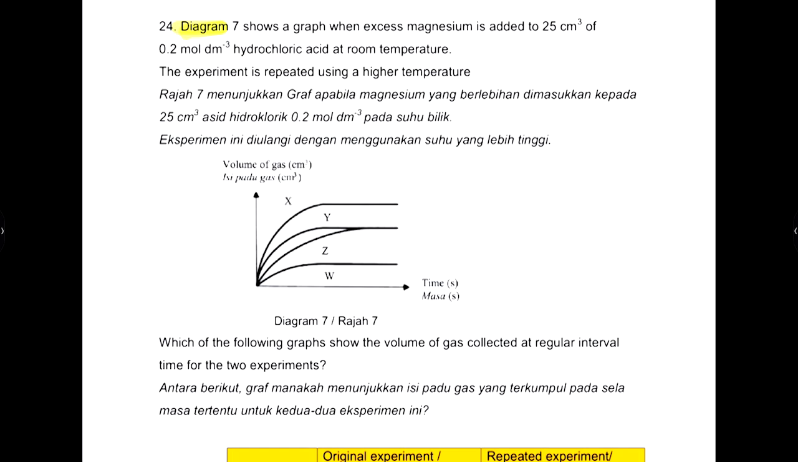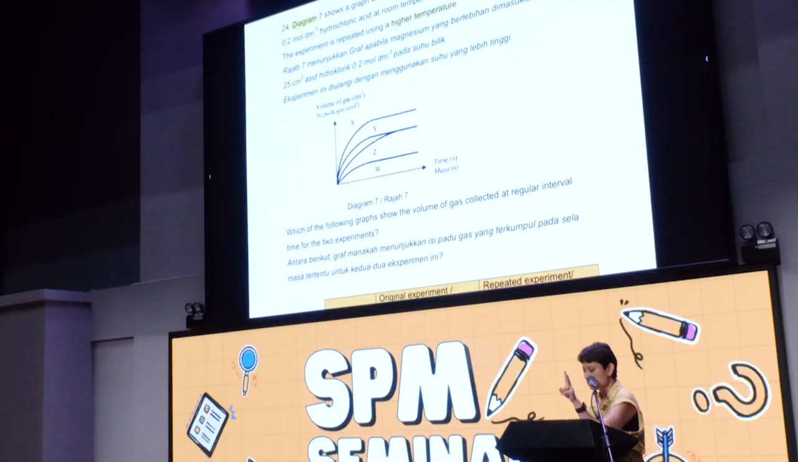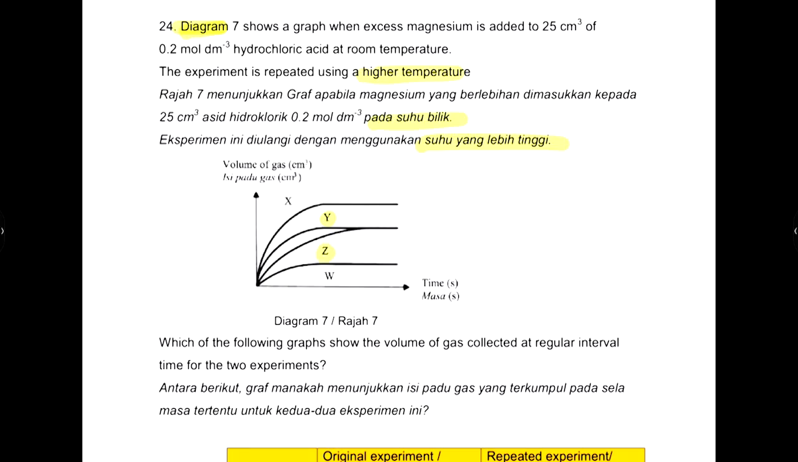Okay, what is different between experiment 1 and experiment 2? Only temperature. The higher temperature. When using higher temperature, is the product more or the same? Same, okay? So the only possible answer is Y and Z. That's all.